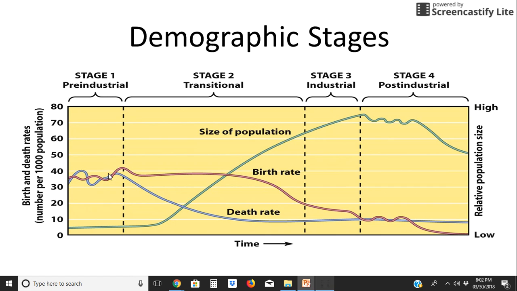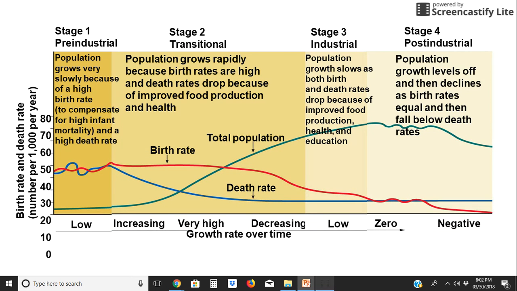And so it's kind of a crazy jumble of birth and death rates. And so you end up with this really slow increase in population growth. In transitional, you actually have a very, very high population growth where it starts to even out in the industrial phase. And finally, it evens out completely and then starts to drop. And so here it is in words. I would suggest honing in on this slide right here.